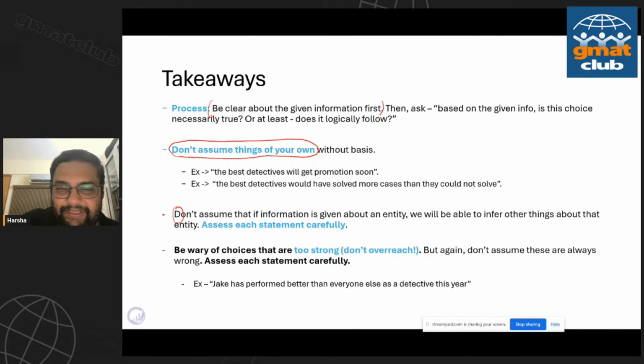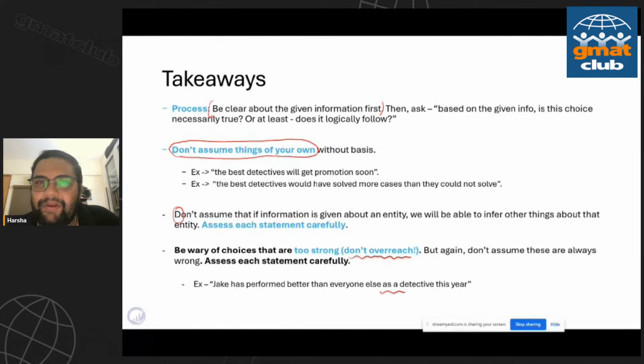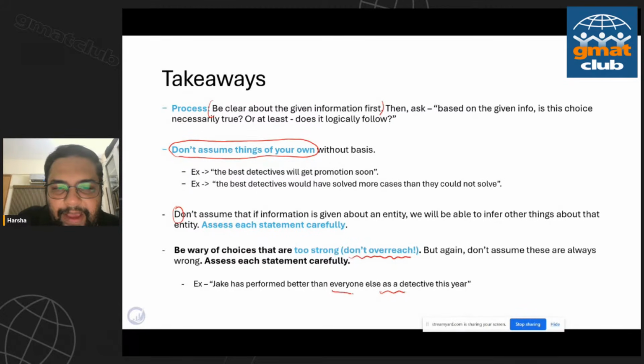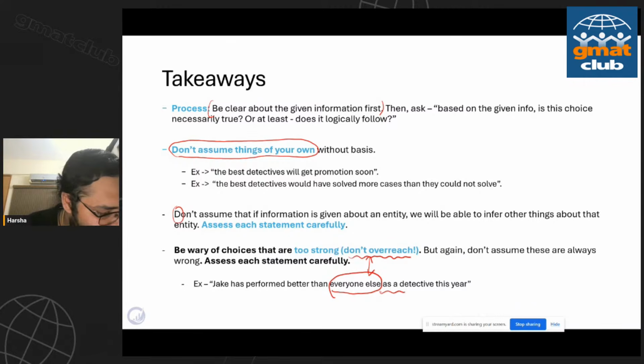Be wary of choices that are too strong, or in other words, don't overreach. An example for that is, you do know as a fact that Jake is one of the best detectives. So clearly he must have performed better than some people, given that performance is about solving cases and all that. But to say that Jake has performed better than everybody else is an overreach. You really can't go that far, right? So I hope that helps.